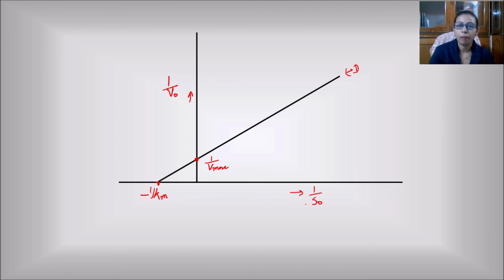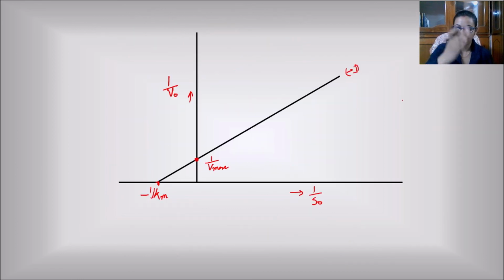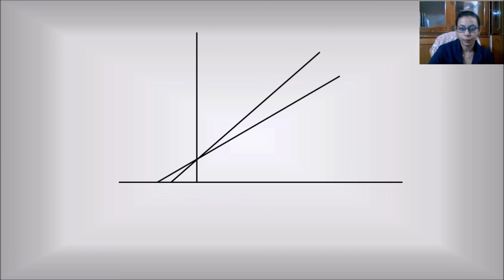But what will happen when the inhibitor is there? Here we have seen that the alpha factor is increasing, so there will be changes in the graph also. This graph will lead to an increase in the Km factor, so this point will shift toward the zero origin, so it will be shifted toward this side. When we compare both of these graphs together, we find that this is in the absence of the inhibitor and this is in the presence of the inhibitor.